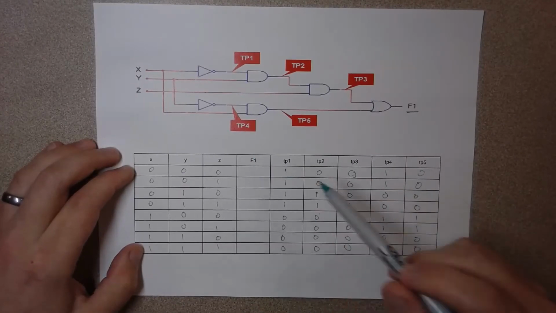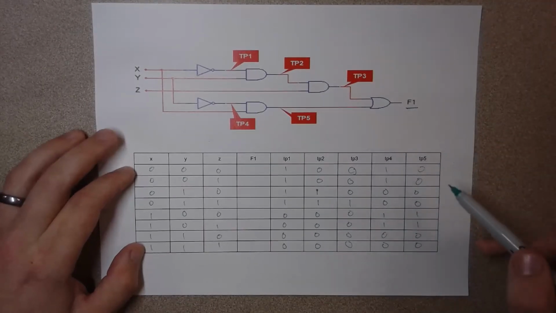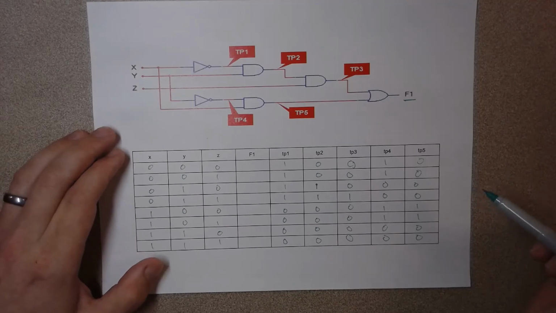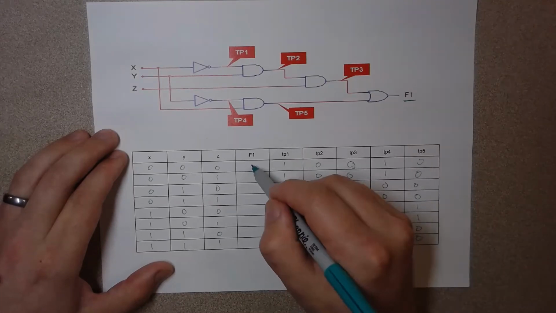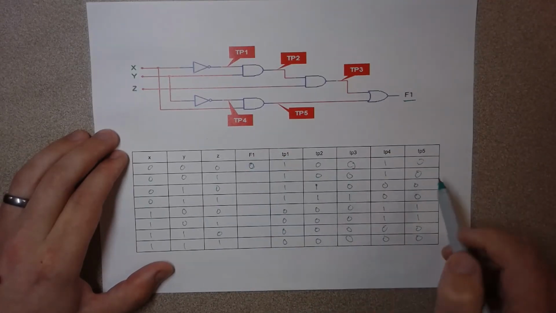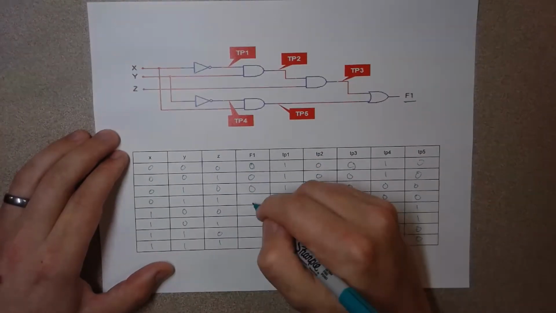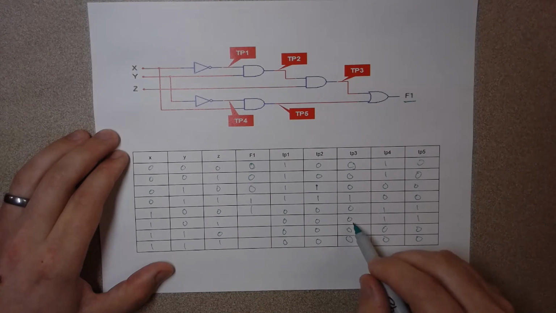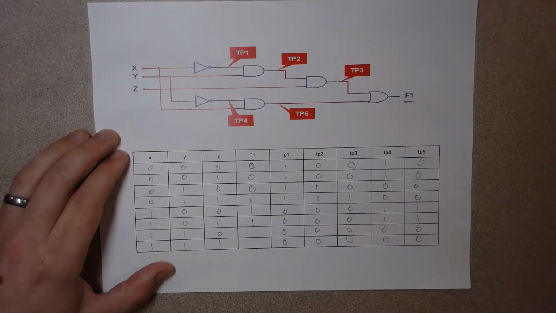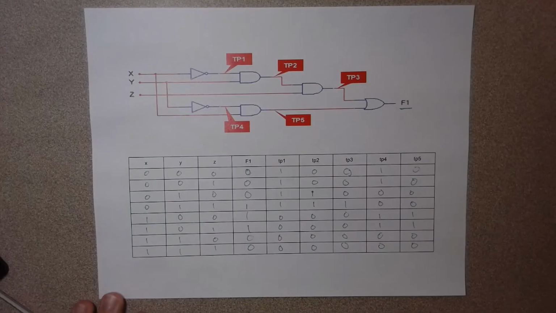To get F1, we need to take test point 3 and test point 5 through an OR gate. So if either of them are 1, we're going to get a 1 for our F1. So test point 3 and 5, so 0 or 0, 0. 0 or 0, it's 0. 0 or 0, 0. 1 or 0, that's a 1. 0 or 1, that's a 1. 0 or 1, 1 again. And then 0, 0, 0, 0. Cool. So we've got 3 times where F1 is equal to 1.